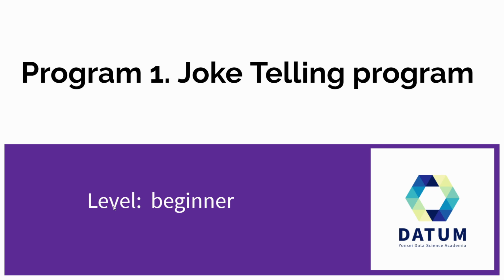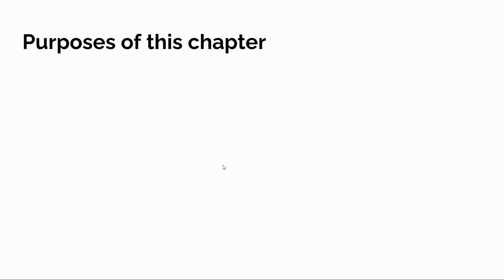As you can see, its level is beginner level, and the functions that we are going to use are really simple. There are three purposes of this chapter. We are going to get to know about the print function. The joke telling program will tell a few jokes to the user and demonstrate more advanced ways to use strings with the print function.